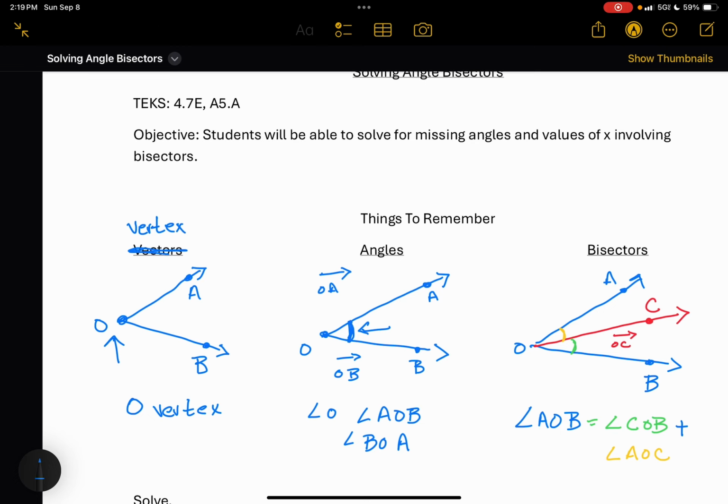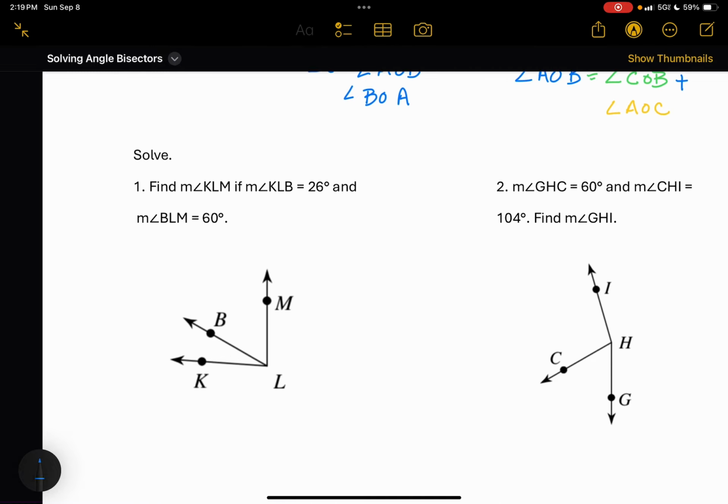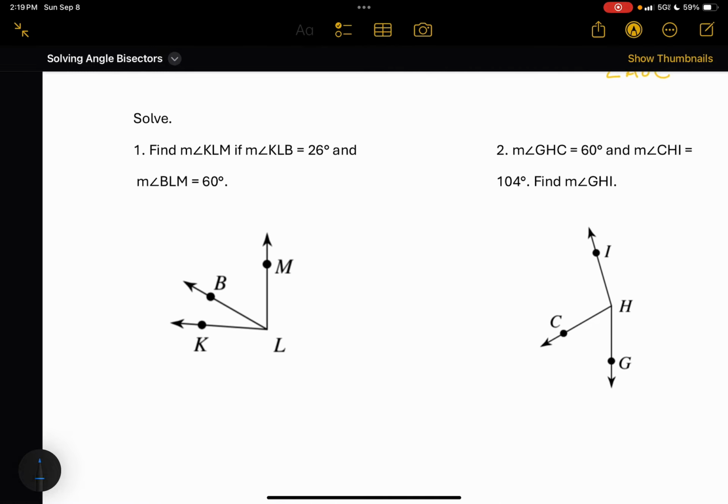Bisectors, we take an angle and we set a ray through the middle of it, and those two angles that it creates, when we add them together, give us the whole angle. So the whole angle being AOB is going to be equal to angle COB, which is the green one, plus AOC, which is going to be the yellow one, and together they give us that whole big angle. All right, so when we're looking at these, we can use that information to solve for these.